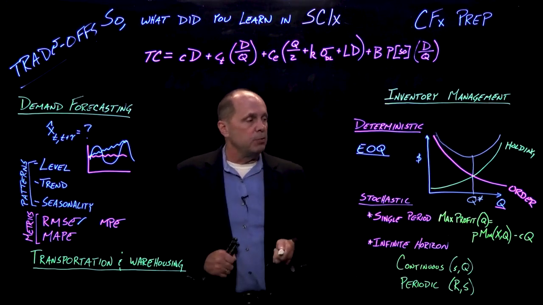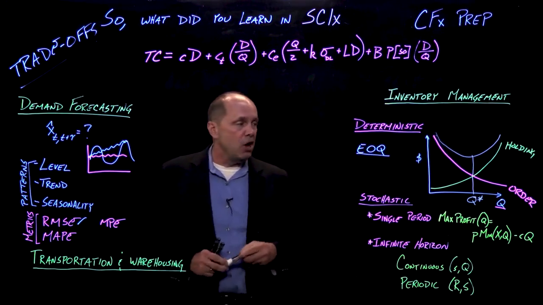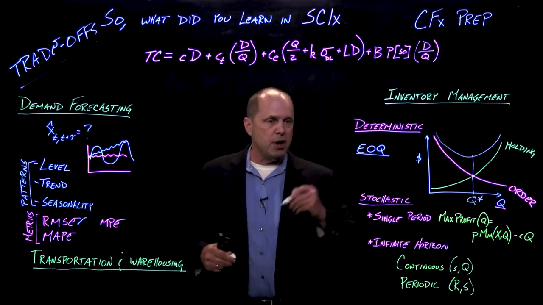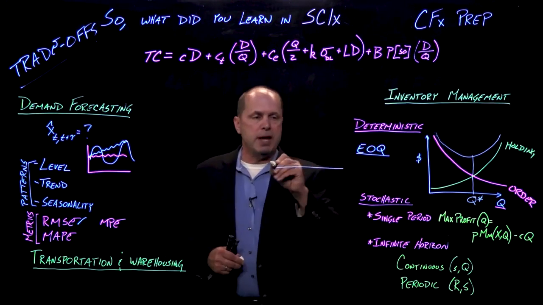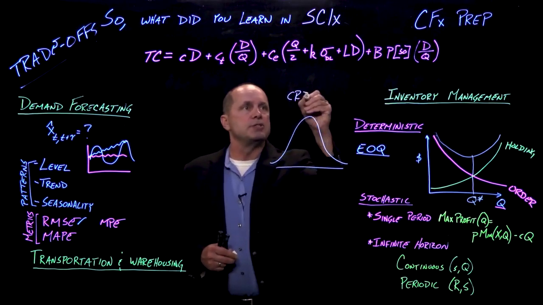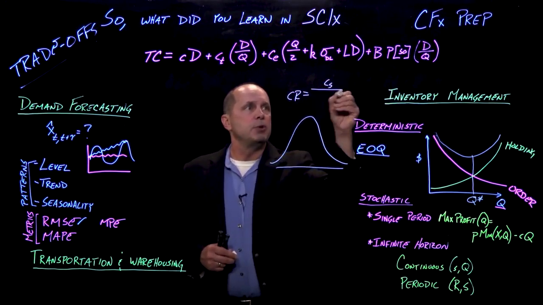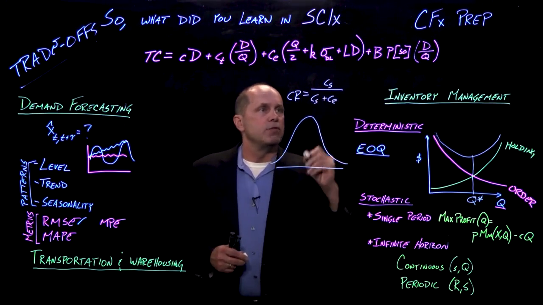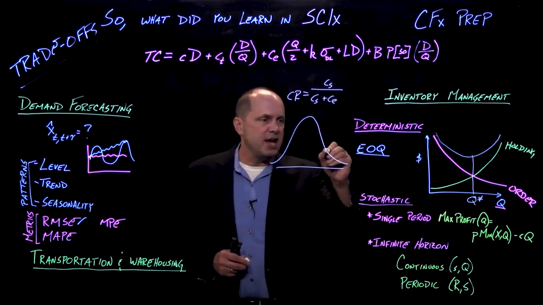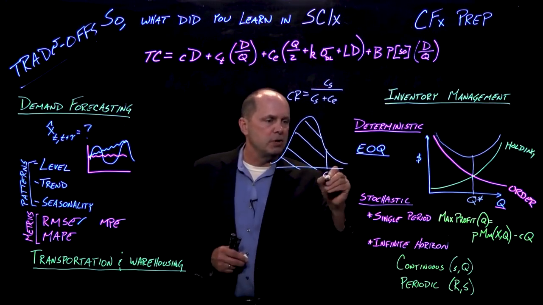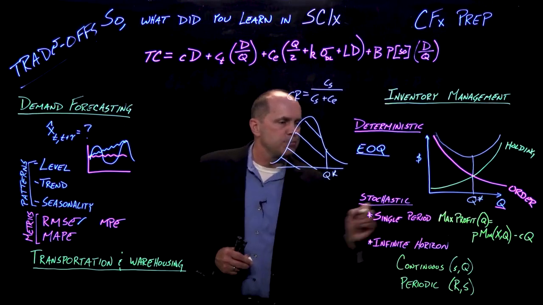For the single period, we look at maximizing profit, and it all comes down to the idea of finding something called the critical ratio, where if this is my demand, and I want to find what the critical ratio is, because it's the trade-off between having a cost of shortage over the cost of shortage plus excess, and that tells me how much of this distribution I want to cover in order to maximize profit.